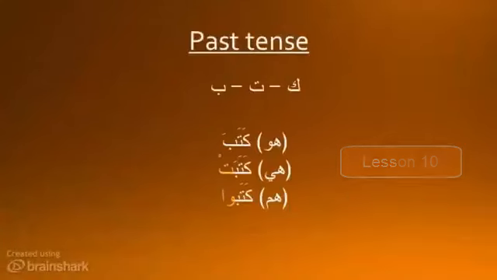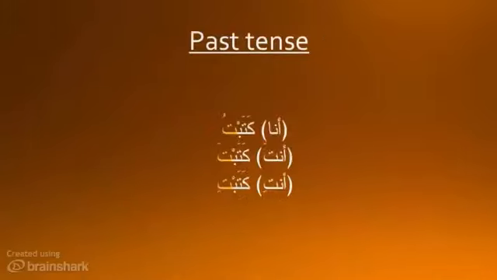The past tense is the simplest. With root letters kaf, ta, and ba, huwa kataba. This is the conjugation used as the infinitive of a verb, the form used for reference. So huwa kataba, katabat, katabu, for hiya and hum. Notice that the aleph on katabu is not pronounced.